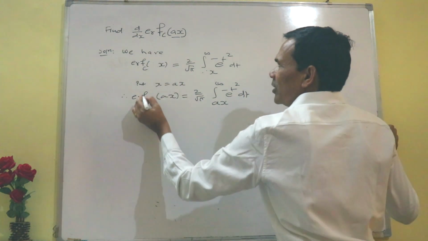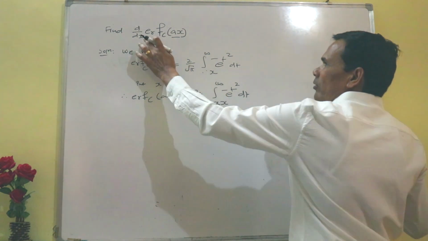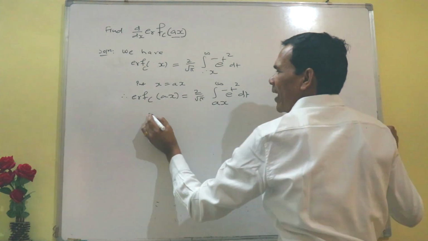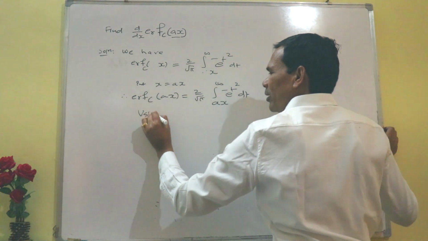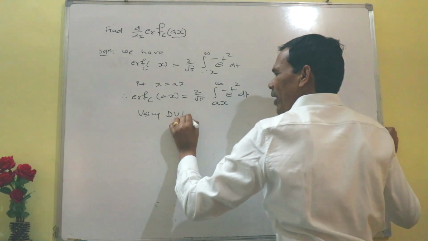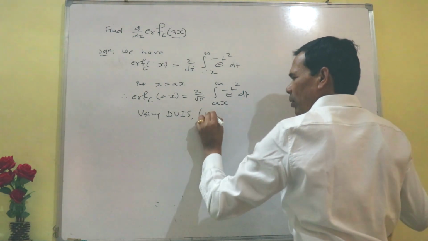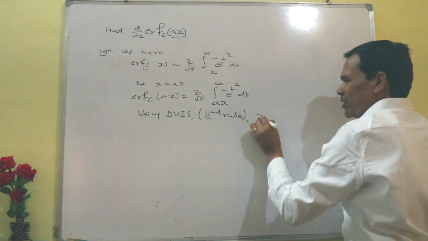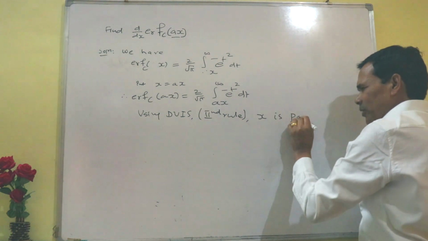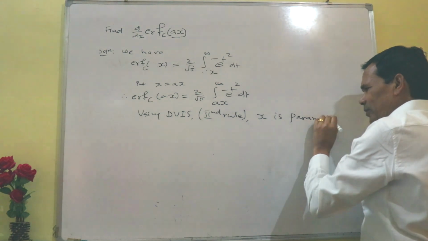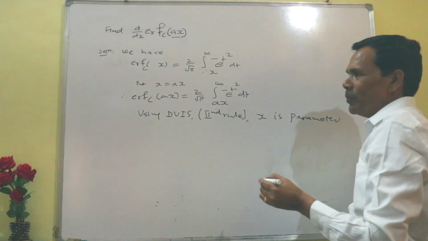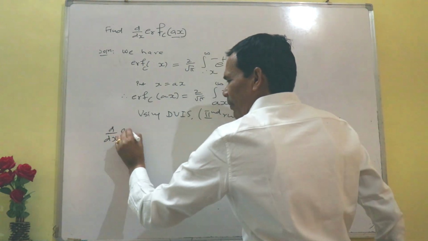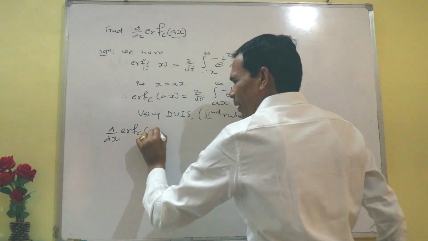Now I take the parameter again. Suppose I would like to find with respect to a, then a is the parameter; with respect to x, then x is the parameter. Using the second rule with variable limits, with x as a parameter. So what happens if it is required d by da? a is the parameter. So what happens? See, d by dx of complementary error function of x.